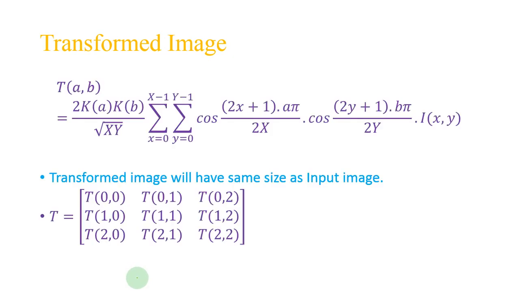So this is our transformed image. We will obtain t of ab using this equation. First of all, we will put 0 here and 0 here, so t of 0 0 will be obtained and will be placed at this location. Next, we increment the value of b and keep a at 0, so t of 0 1 will be here. Similarly, all the elements of this matrix T will be obtained using this equation.